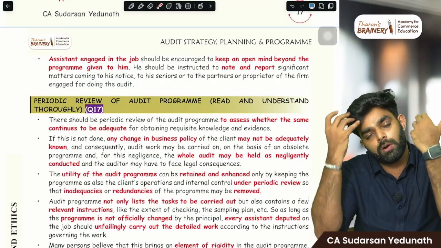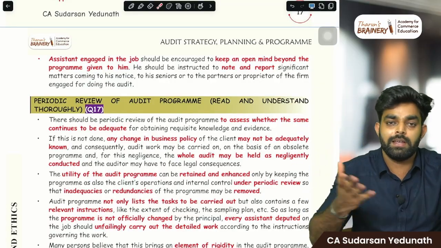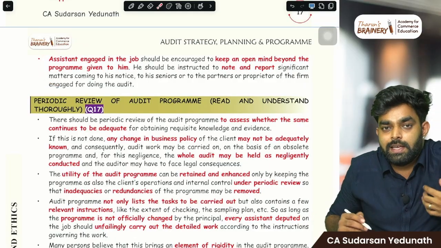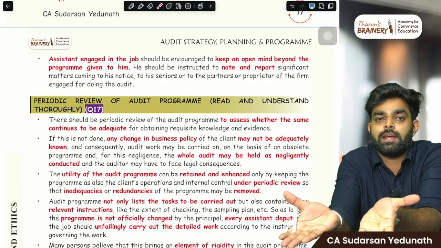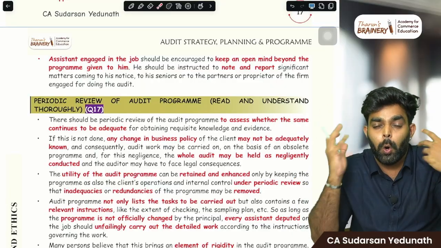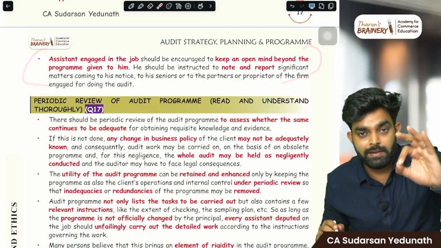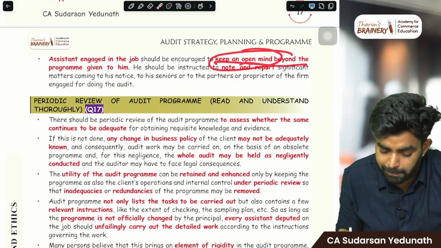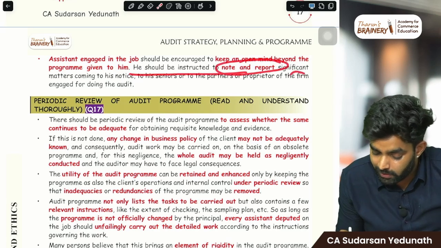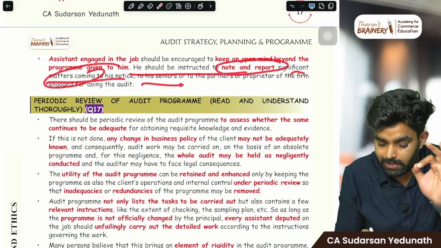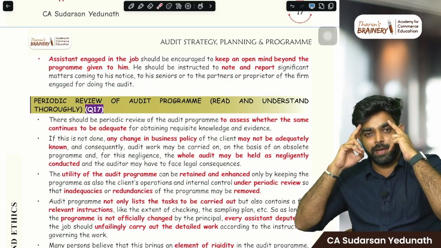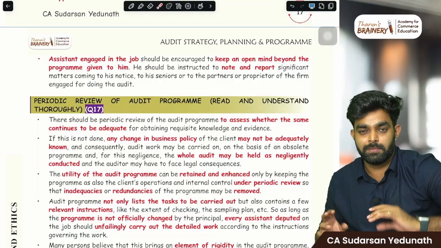Plus, you have to use your own logic also to identify whether there is any problem in the company. Keep your mind open. The auditor needs to engage their articles, and promote them to keep their brain open to identify new mistakes. If they identify something beyond the program given to them, they should be instructed to note and report any matters that come to their notice to seniors or partners. Don't just blindly follow the audit program. Follow it, plus keep your mind open. If you notice any fraud or error, report it to your seniors.